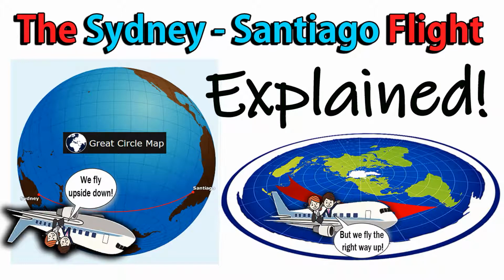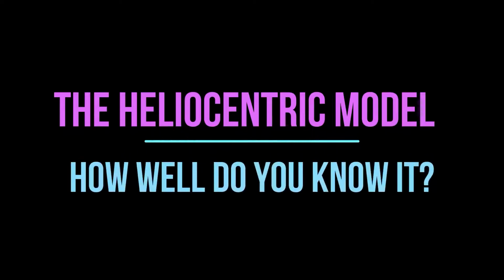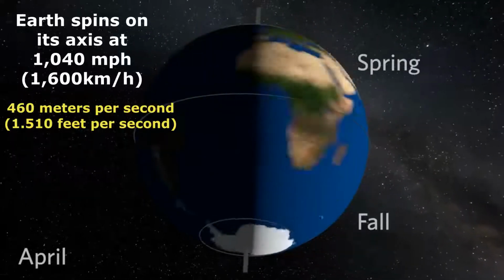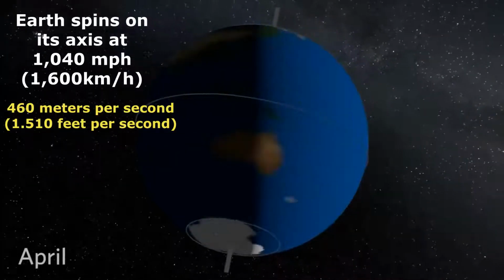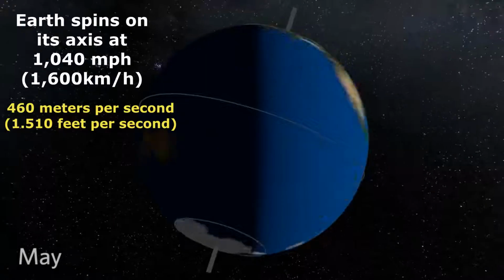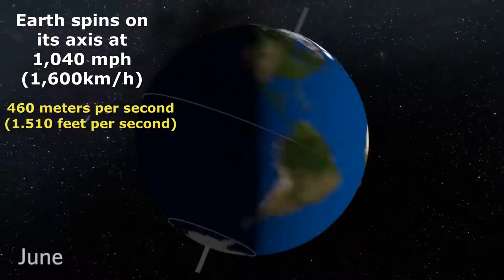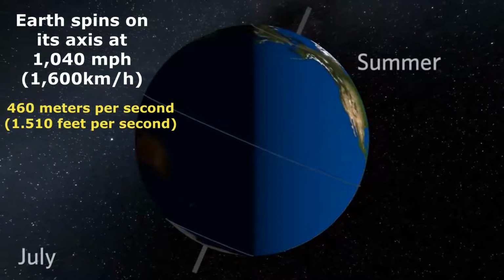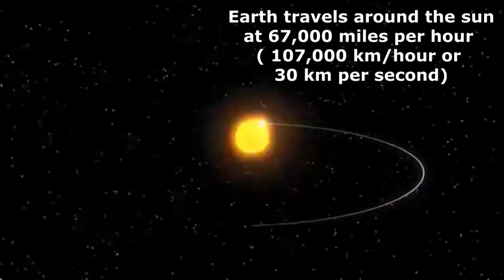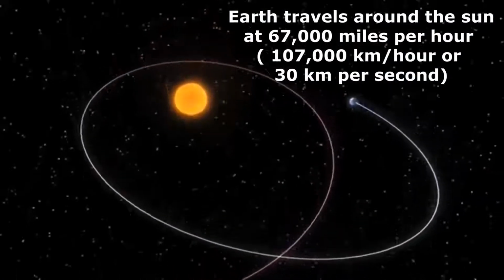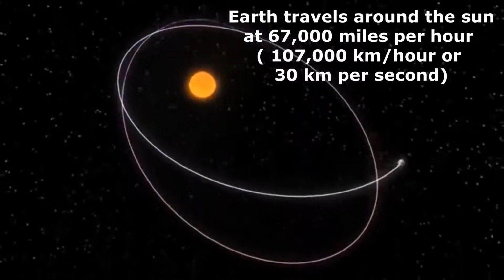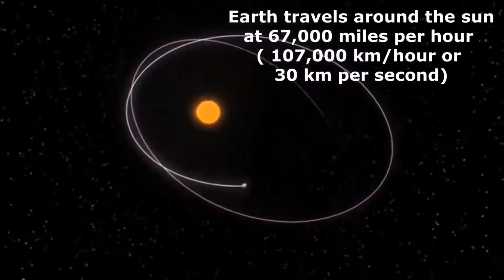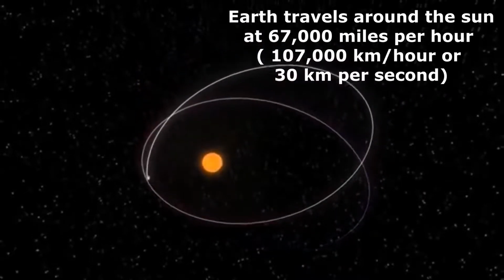So I'm going to start by asking you a simple question. How well do you know the heliocentric model? Now, according to the heliocentric model, Earth is spinning around its axis at 1040 miles per hour. That equals 1600 kilometers per hour, approximately 460 meters per second, or 1500 feet per second. Earth is also traveling around the Sun at 67,000 miles per hour, or 107,000 kilometers per hour, or about 30 kilometers per second, or 16 miles per second.